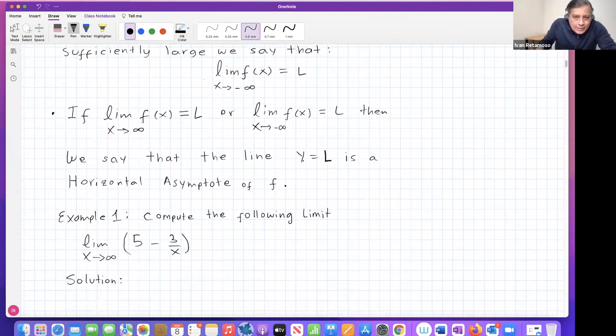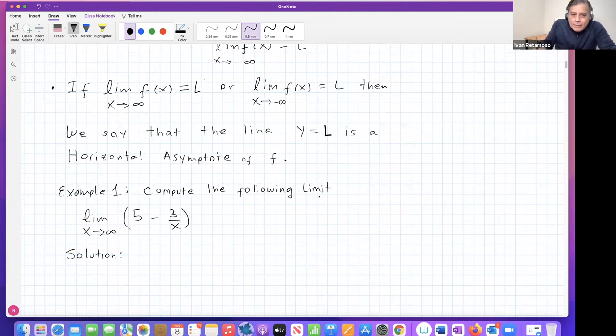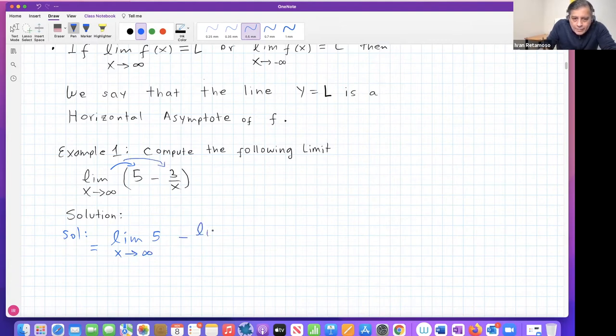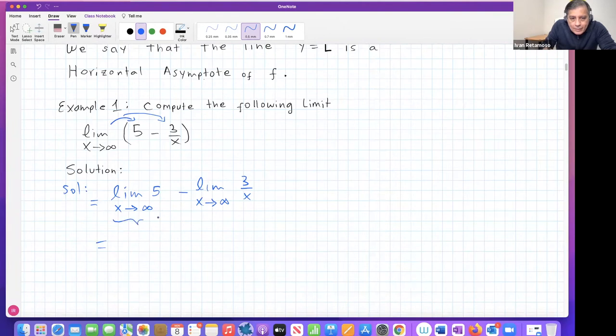Okay, guys, let me give you an example for you to visualize all these abstract concepts. Suppose they say, compute the following limit, the limit as x approaches infinity of 5 minus 3 over x. This is a rational function, right? Let's try to find its limit. One thing I can do is distribute my limit and say that this will be equal to the limit of the constant function 5 as x approaches infinity minus the limit as x approaches infinity of the function 3 over x. Now, the limit of a constant function, since constant functions do not change, is just 5. 5 minus the limit of this one. Do this trick: limit as x approaches infinity of 3 times 1 over x.